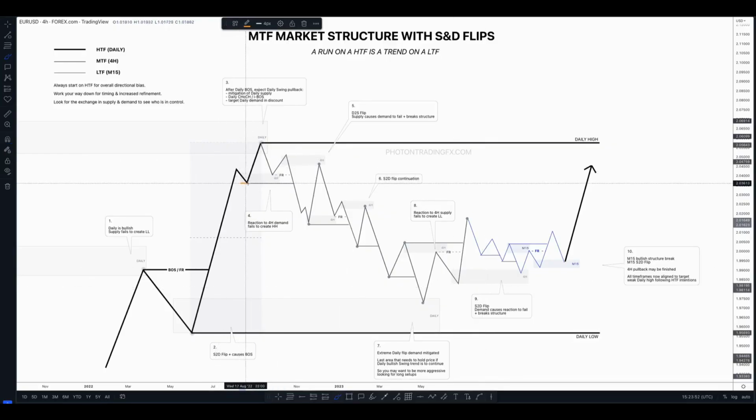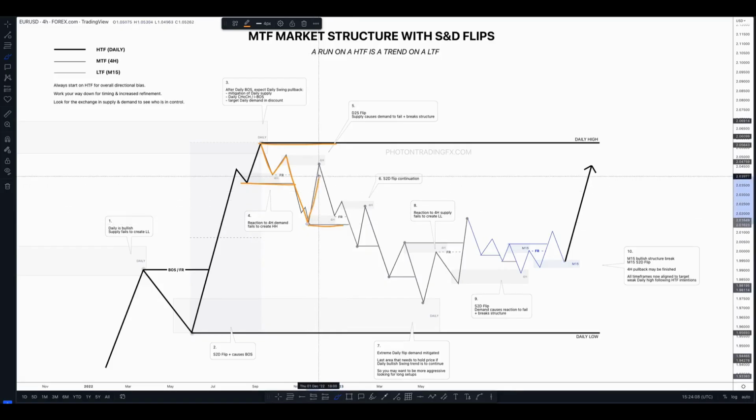phase. We get a daily, let's just say it's a daily change of character, which just so happens to be a 4-hour bearish BOS, so the 4-hour changes trend. So we get a 4-hour swing lower low. This becomes our 4-hour strong high. This becomes our 4-hour weak low.